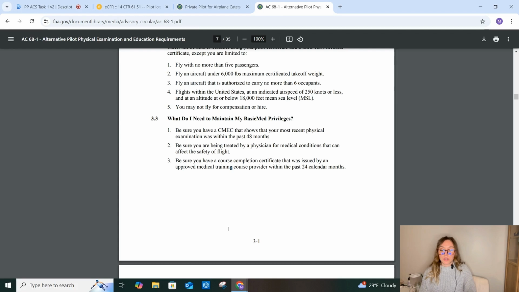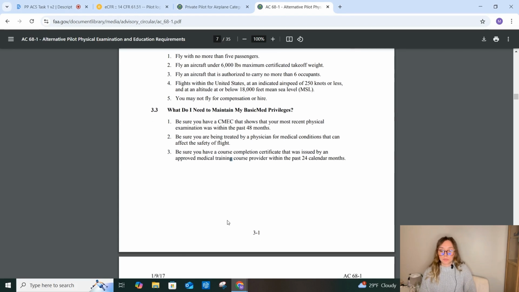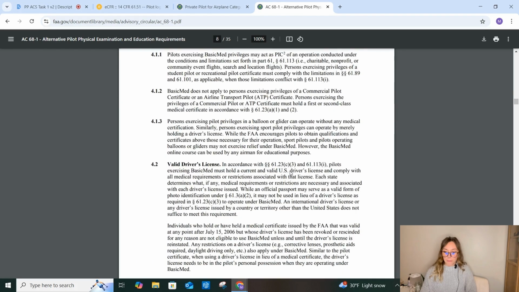And then let's say you have basic med, right? What do you need in order to maintain your privileges? Every 48 months, you need to make sure that you have that questionnaire thing filled out. You need to be treated by a physician for medical conditions that affect the safety of your flight. And within the past 24 months, you need the course completed. So every 2 years, let's say, you need the online course. You need to attest to things, you need to have it printed out. And every 4 years, you need the physical examination.